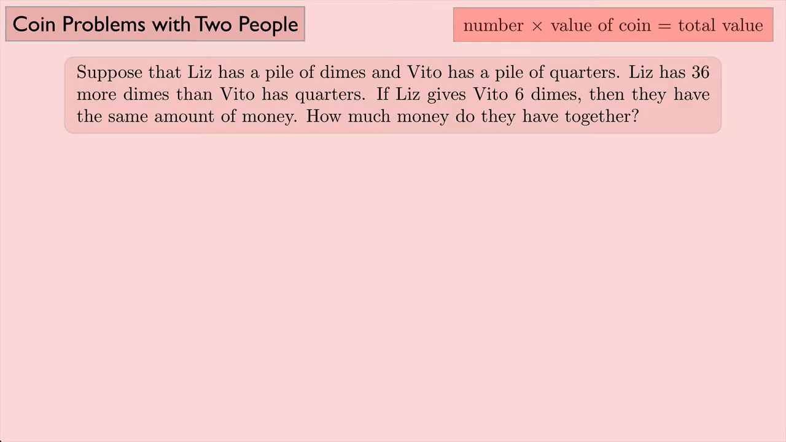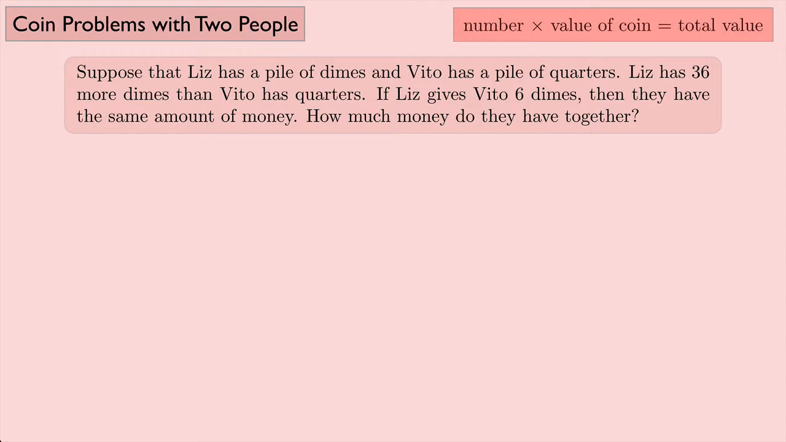Here's the kind of problem I'm talking about. Suppose that Liz has a pile of dimes and Vito has a pile of quarters. Liz has 36 more dimes than Vito has quarters. If Liz gives Vito 6 dimes, then they have the same amount of money. How much money do they have together?